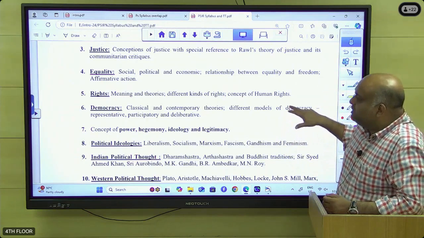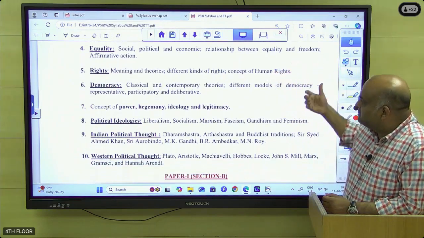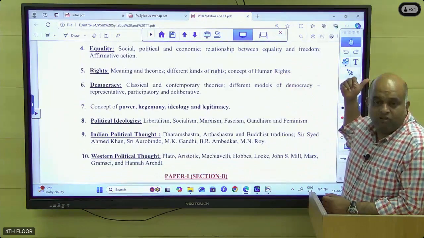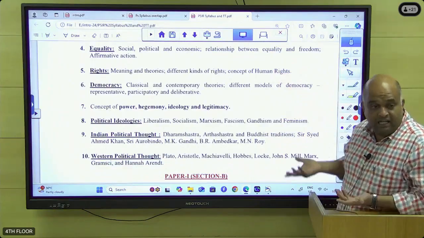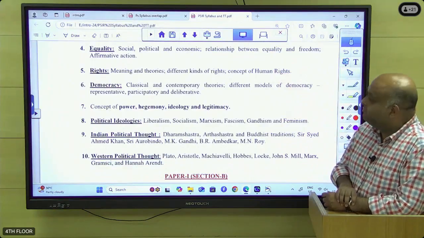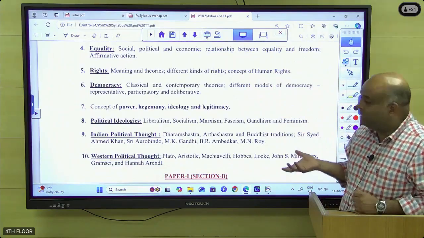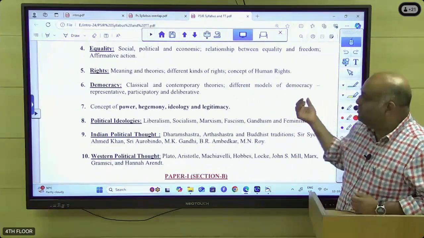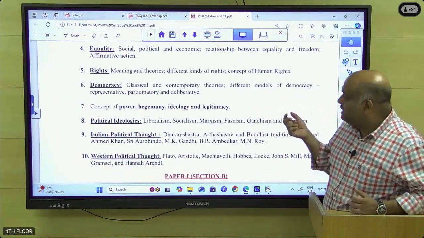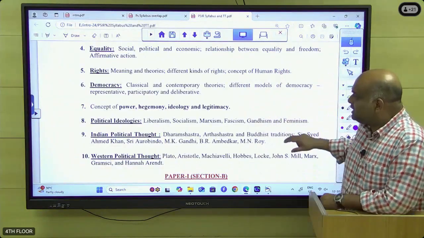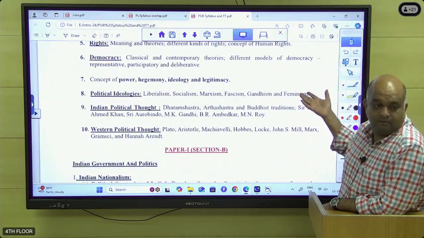And then we'll be discussing rights, meaning, theories, the different kinds of rights, the conception of human rights. What do you mean by human rights? What do you mean by rights? Different theories are there; the theory part we'll be handling. And then democracy, classical and contemporary theories. And then different models of democracy, that is representative democracy, participatory democracy, and deliberative democracy. And then the concept of power, hegemony, ideology, and legitimacy.